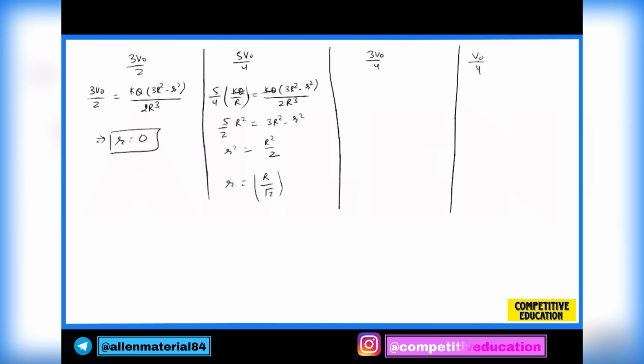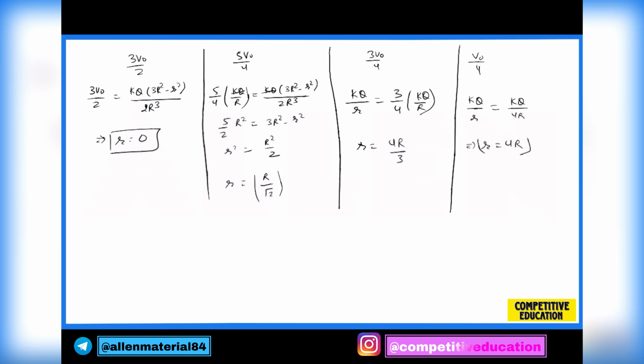This is our second. And for 3V0 by 4, this is less than V0, so the formula will be the outside formula. So KQ by r equals 3 by 4 KQ by capital R, which implies small r equals 4R by 3. And for V0 by 4, KQ by small r equals KQ by 4R, which implies r equals 4R.